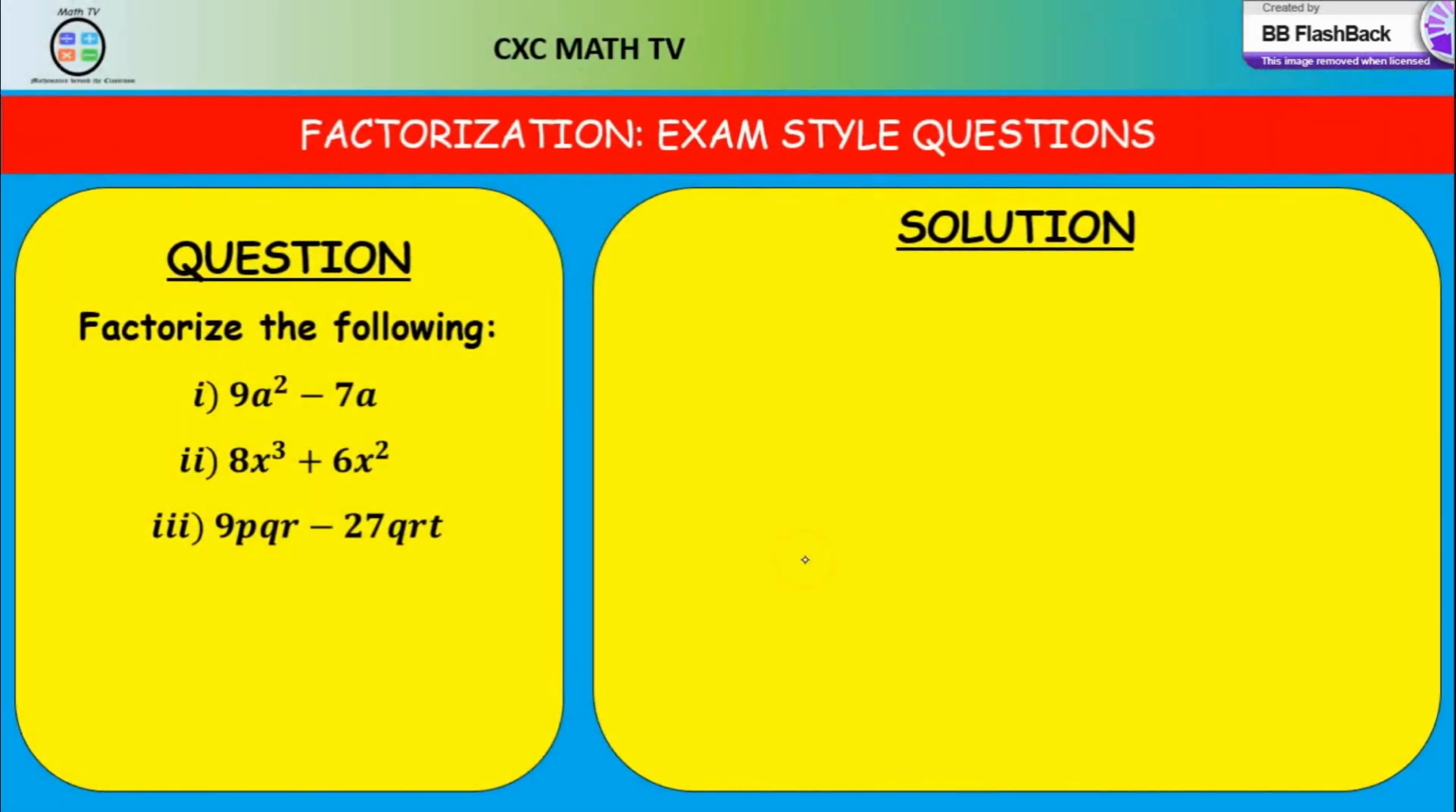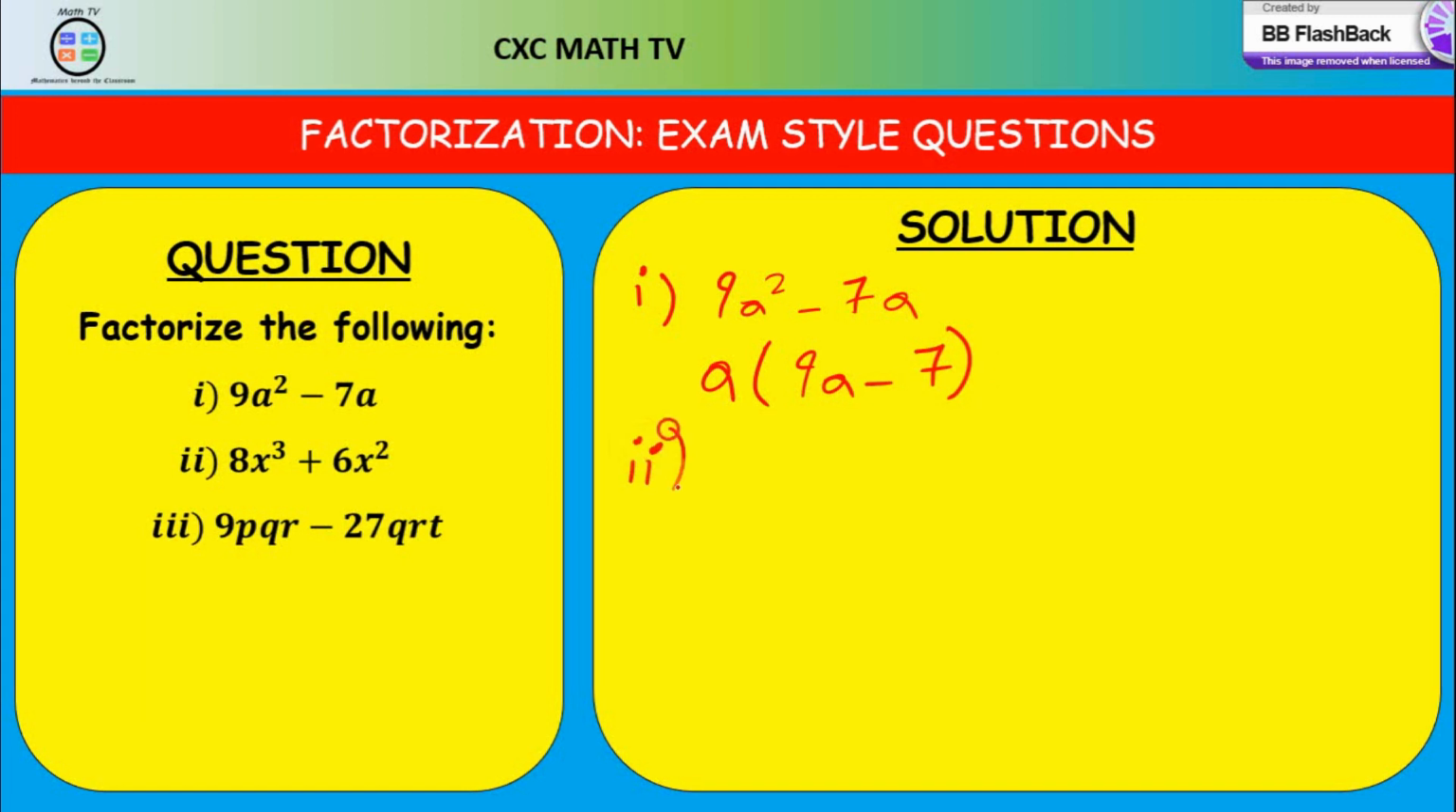Easy. So let's give you 3 questions to do. Factorize the following. Pause the video and attempt the following questions for me. For the first one, 9a squared minus 7a. First thing we realize they have in common is a, so we take out a, and we have a(9a minus 7). There's nothing more we can do, and we're finished.